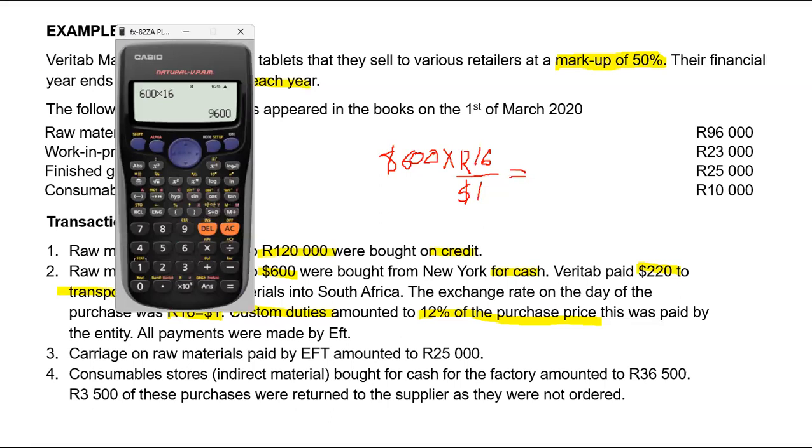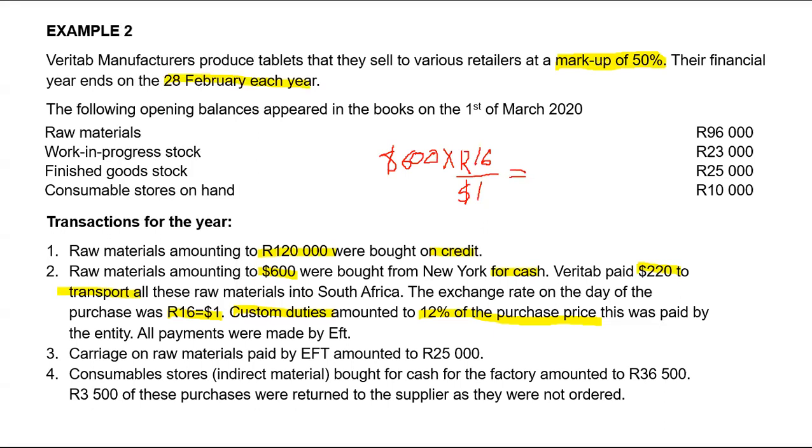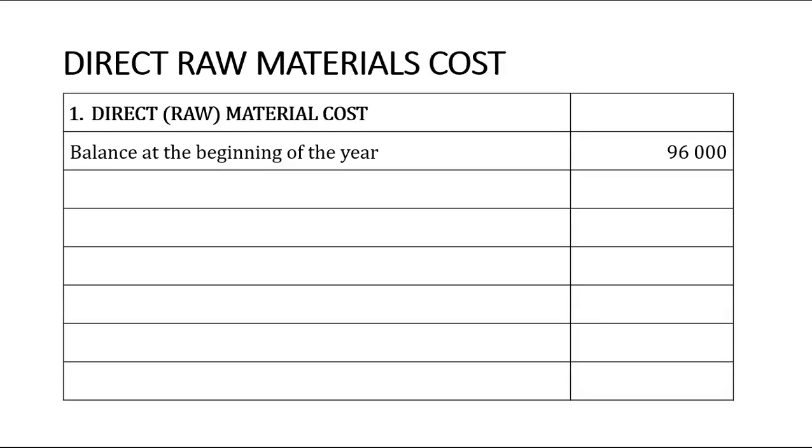This 9,600, I'm going to add it to purchases and my raw materials cost. I'll basically have the 120,000 plus 9,600 to get my total purchases, which will be 129,600.